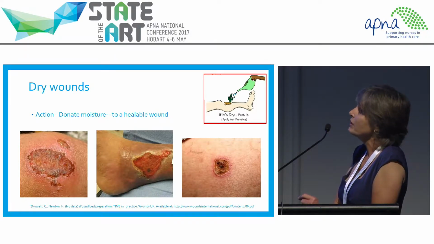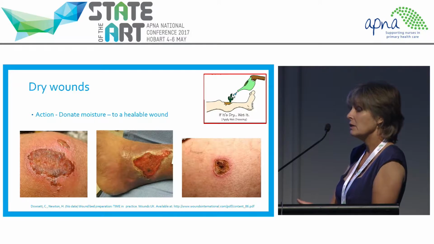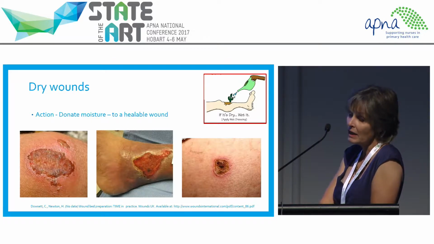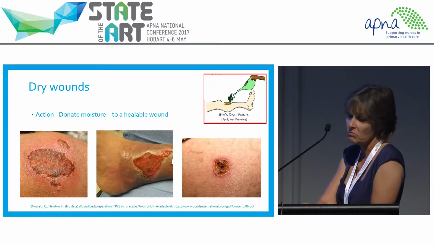So we can remove the scab either by sharp debridement, or we can remove the scab by applying a dressing that will provide a moist wound environment. And there are different dressings. There's no one right answer to any wound. There's lots of different answers, lots of different dressings that will do the same job.